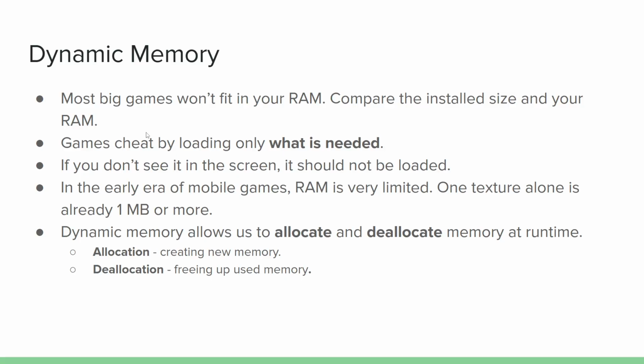So in the early era of mobile games, RAM is very limited. One texture alone is already 1 megabyte or more. So what dynamic memory does is it allows us to allocate and deallocate memory at runtime. When you allocate, you create new memory, you store data into the RAM. And when you deallocate it, you free up the memory, you remove that stored data out of the RAM. We do this so that we don't max out our limit in the RAM.